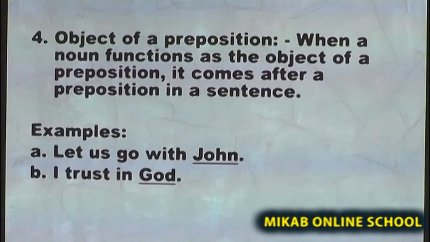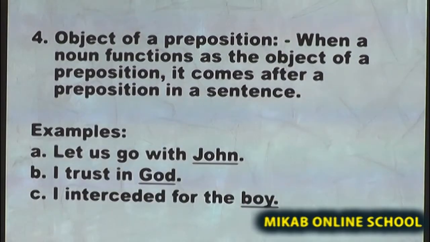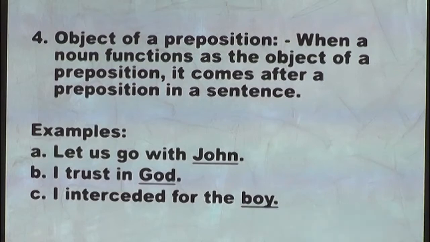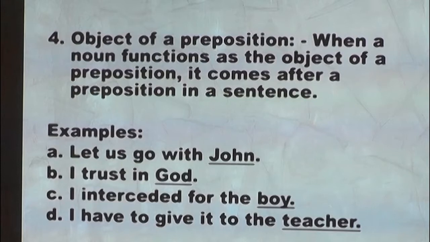The third example, I interceded for the boy. The boy is underlined in that sentence. Therefore, it is what? The noun. And the preposition is what? For. Then the last one, teacher. I have to give it to the teacher. Teacher is the noun there. And it is coming after a preposition, to. Teacher comes after the preposition to.